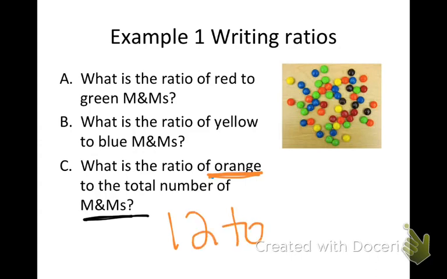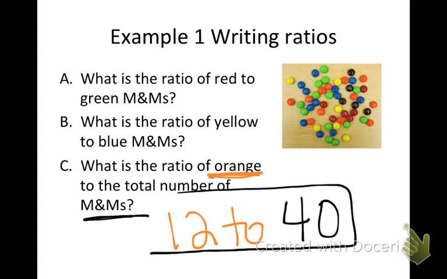But now I need to know how many total M&Ms I have. 1, 2, 3, 4, 5, 6, 7, 8, 9, 10, 11, 12, 13, 14, 15, 16, 17, 18. Let's pretend like Mrs. Miller counted all of them. There were 40. So again, is this in the simplest form? 12 to 40? I probably could divide that by 4, and I would have a ratio of 3 to 10. Okay, so copy that down into your notebook.